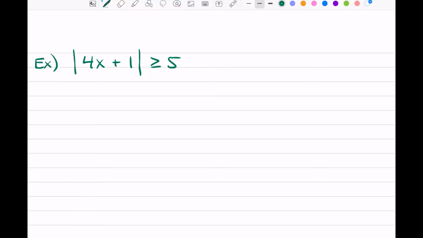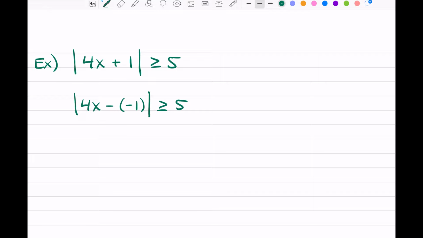The absolute value sign is just there to remind us that we need to have a positive difference in the end. Well, to have a positive difference, you need a subtraction sign. So let's rewrite this to make a little bit more sense. Instead of 4x plus 1, we're going to have 4x minus negative 1. That's the same exact thing as above, but we're rewriting it so we can interpret it properly.